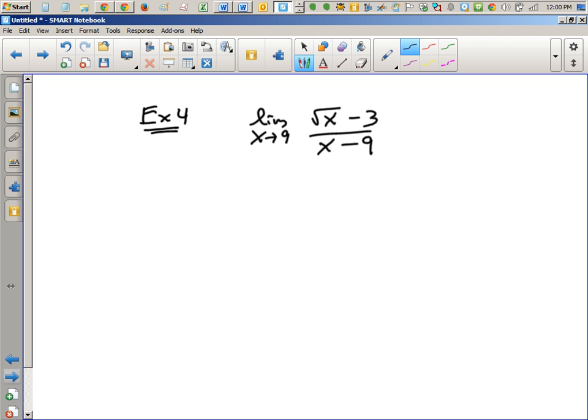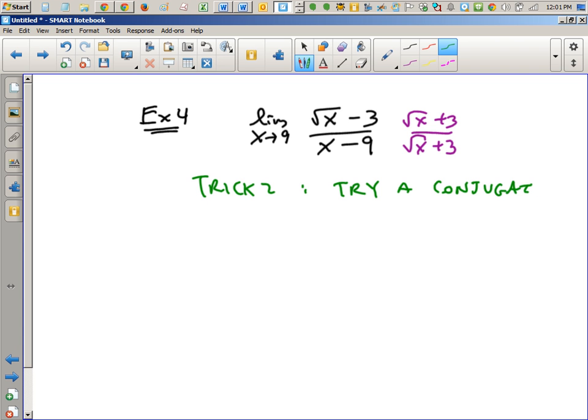Can I get rid of the x minus 9? I would need an x minus 9 on top. Okay? Can I create an x minus 9 on top? Yes. I can. I can use a conjugate. So my second trick is to multiply by square root of x plus 3, top and bottom. So trick number 2, try a conjugate. Don't forget, you always have to do top and bottom simultaneously. Otherwise, you're actually transforming my problem. You can't do that. Try a conjugate is trick number 2.